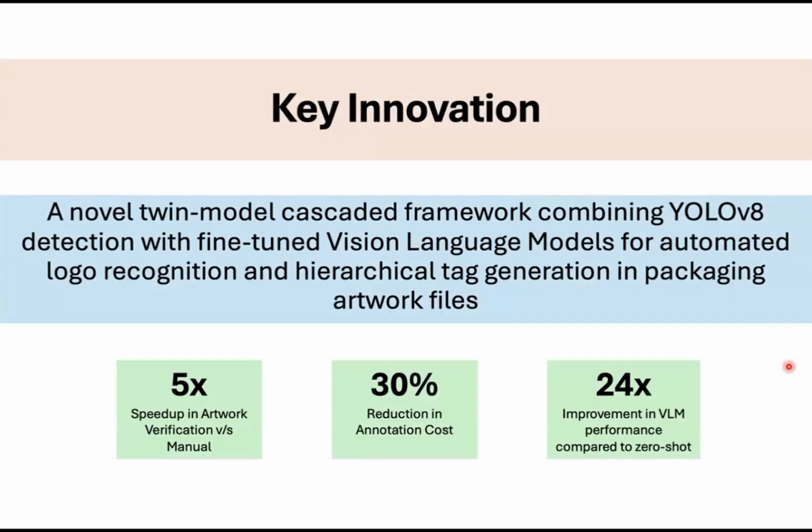Overall, we have improved the artwork verification speed by 5 folds when compared to manual verification. We have also utilized a methodology for data annotation, which has reduced time and cost by 30% in terms of manual annotation. And also we will see in an upcoming slide how careful fine tuning led the VLM performance to improve 24 folds when compared to its zero shot performance.